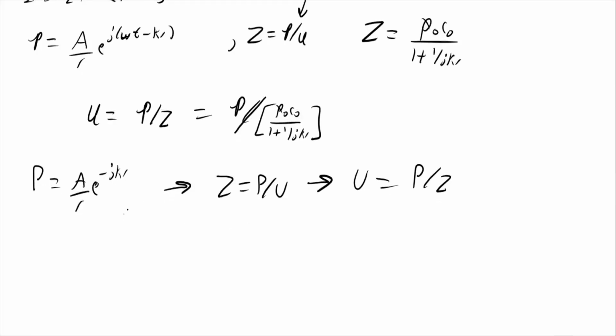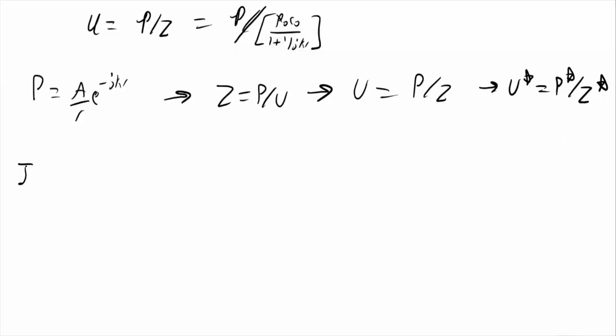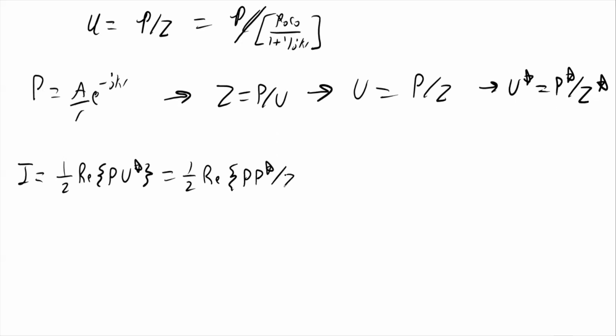Okay, well, we want U star though. So U complex conjugate is P complex conjugate over Z complex conjugate. Okay, so let's calculate then intensity. So intensity, once again, is 1/2 real P U star, which is 1/2 real P P star over Z star.